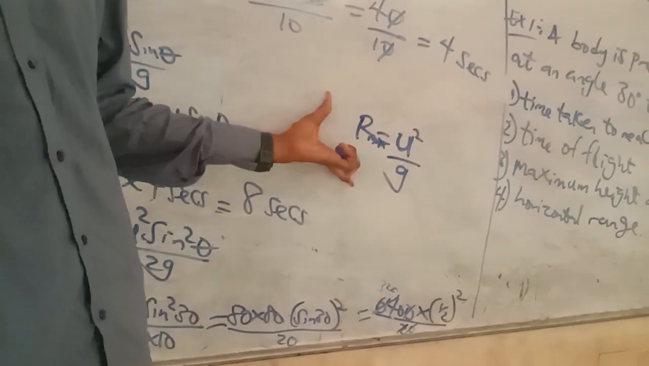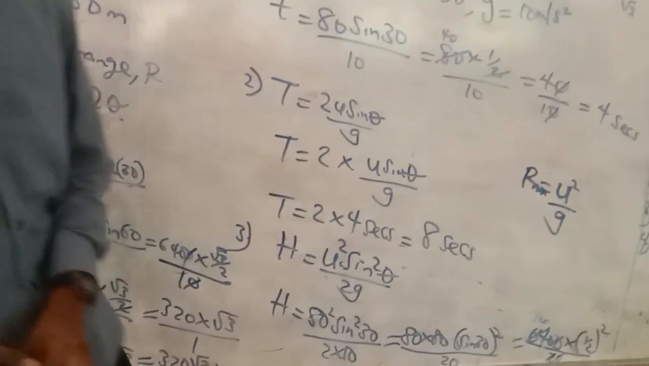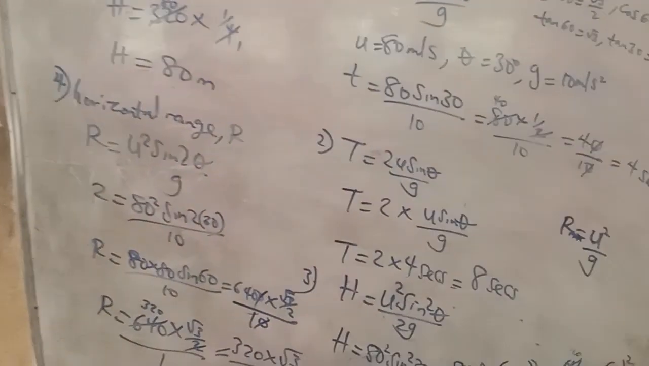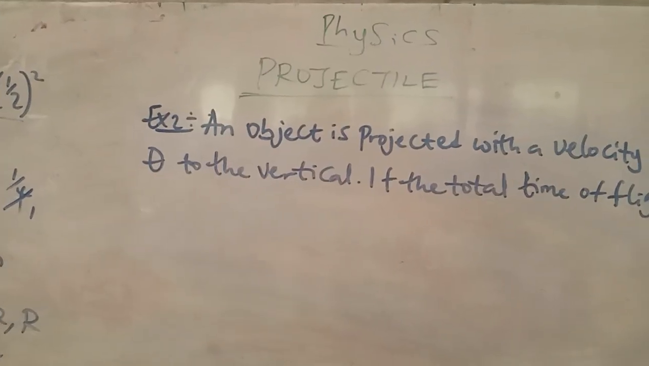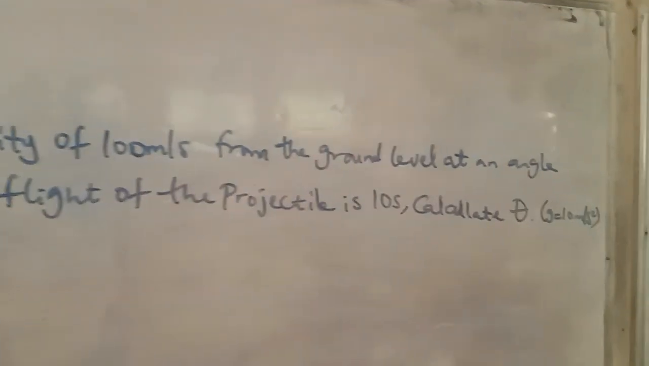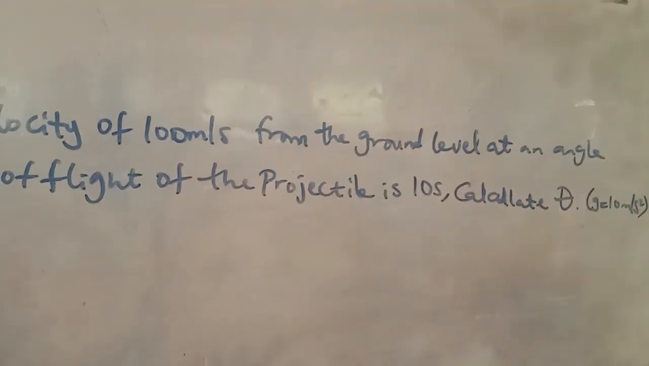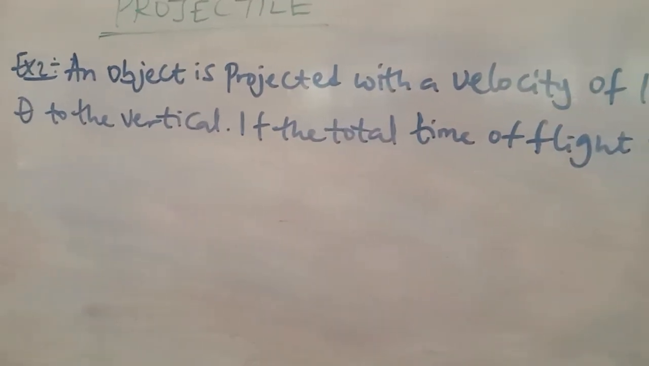If it is maximum range, our R maximum is U squared over G. I've gotten this the other time, right? So this is the formula we are going to use. So you just put your U squared, which is 80 squared, over 10, and you put it inside that formula. And you get your answer.